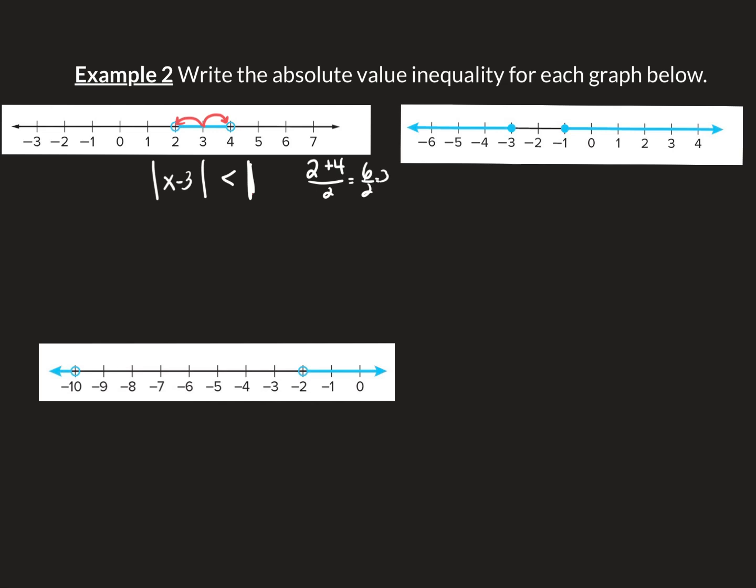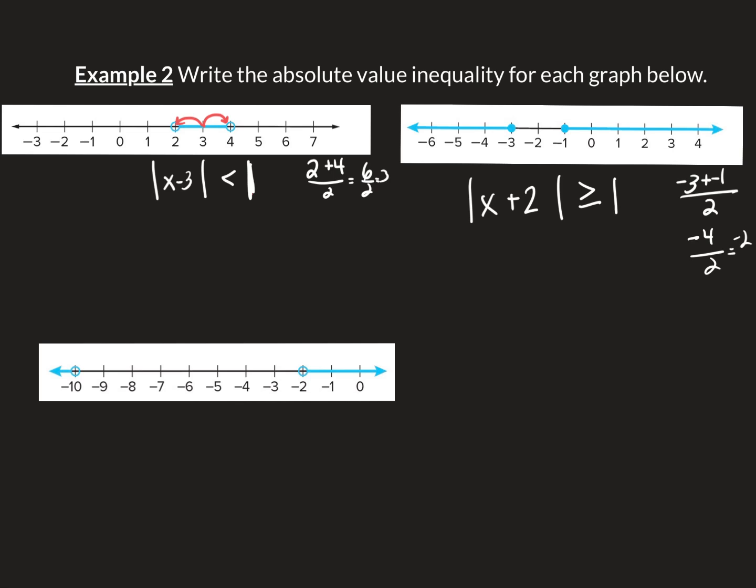Okay, so for this next one, absolute value, I know it's an OR. It's greater than or equal to because those are colored in. And then I'm going to take those two solutions, negative 3 and negative 1, add them together and divide by 2. So negative 4 divided by 2 is negative 2. So I'm going to have plus 2 here. So x plus 2. And then what's the distance those are from the mean? Those are both 1 unit from the mean.